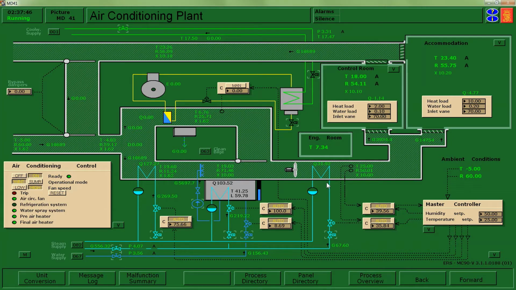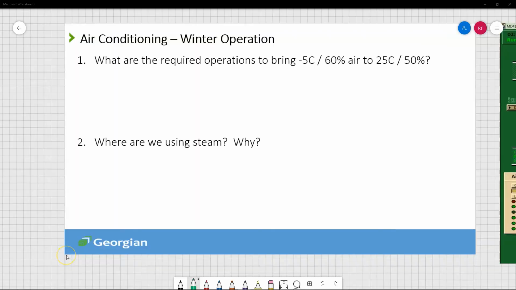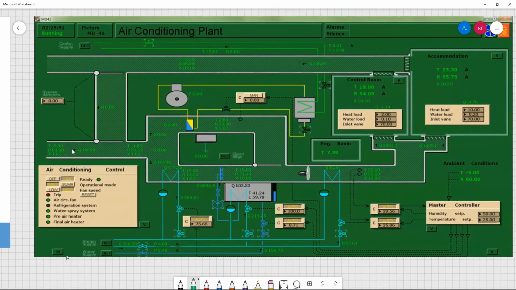Okay, great. Let's switch over to our lab document, and we're just going to do a little bit of work and data just to analyze what's happening inside of these components. We saw our air conditioning plant had a couple different operating modes, winter and summer. We're just going to look at winter operation first, and then we'll take a look at our summer operation after. So in winter, first question, what are the required operations to bring our cold air, -5 and 60, to 25 degrees and 50? Let's just go back to the simulator page and take a look.